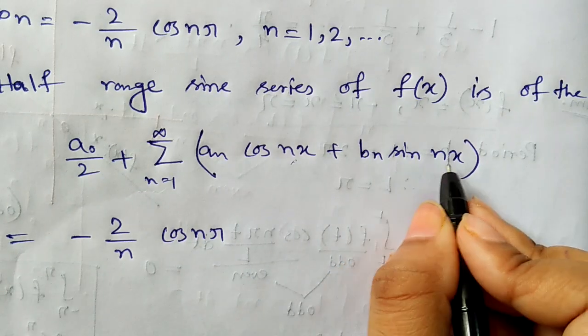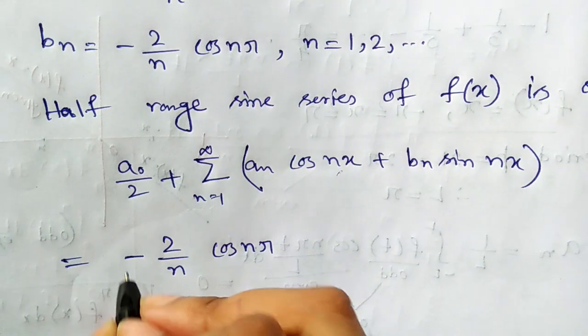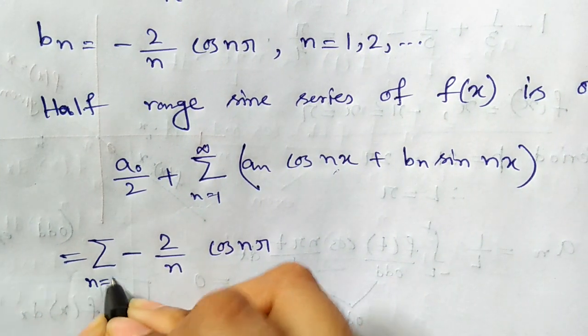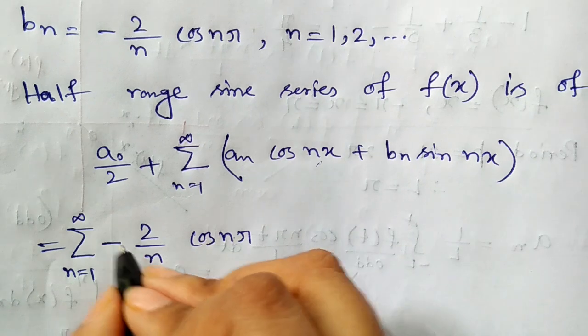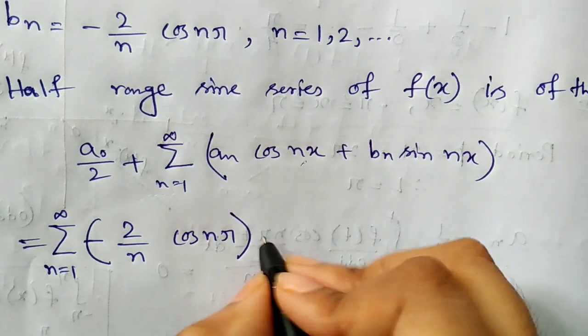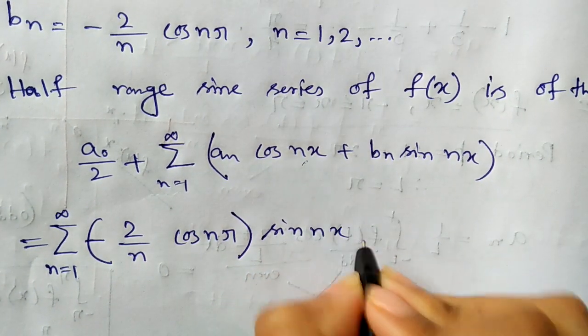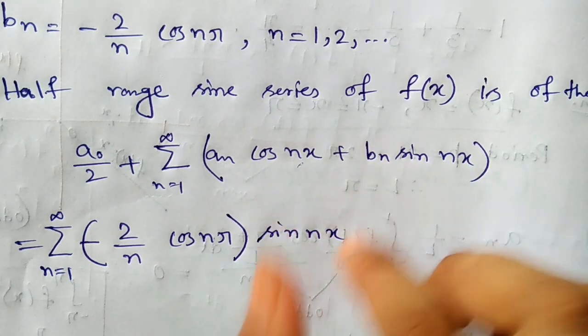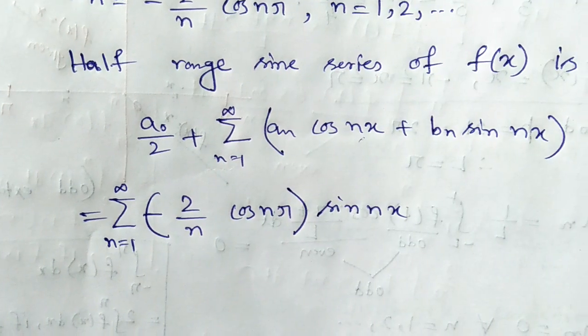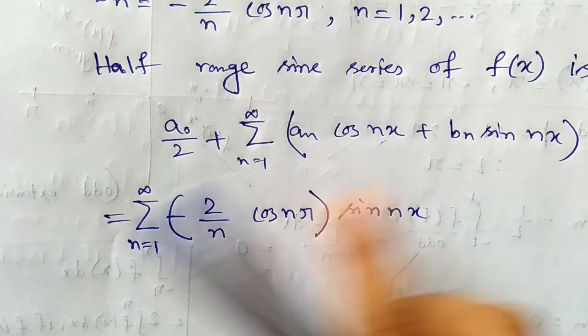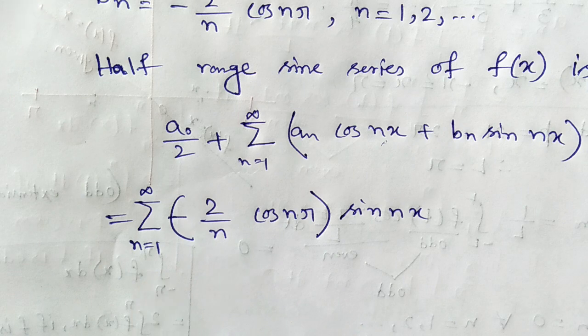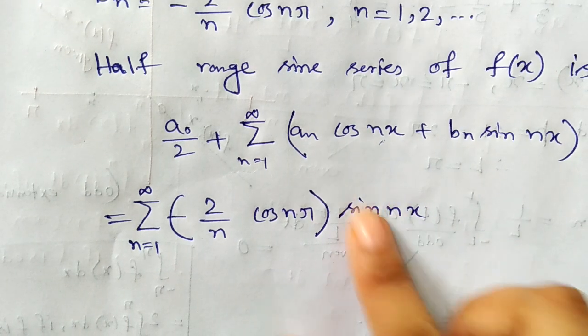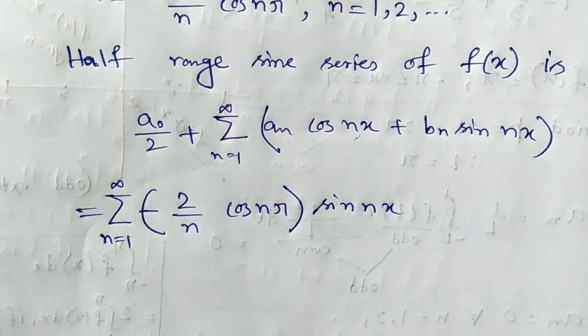cos n pi, along with, okay, summation n equal to 1 to infinity, this is bn, then sin nx. Must write this term along with bn. Sometimes we just write the value of bn and we totally forget to write this part, so keep in mind.